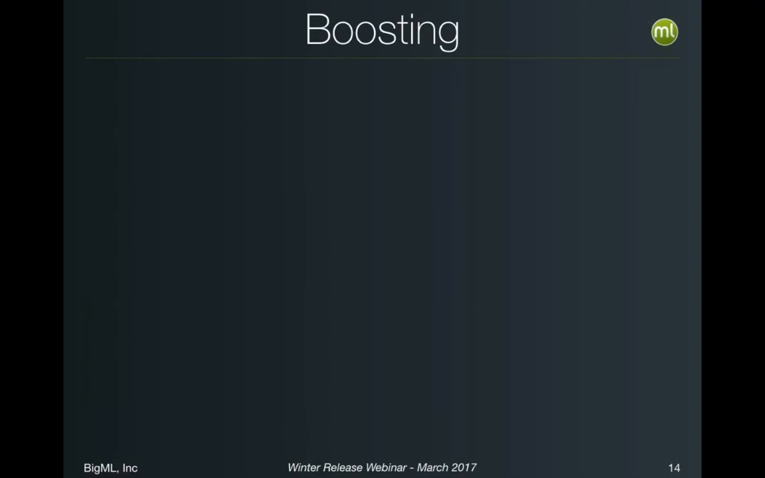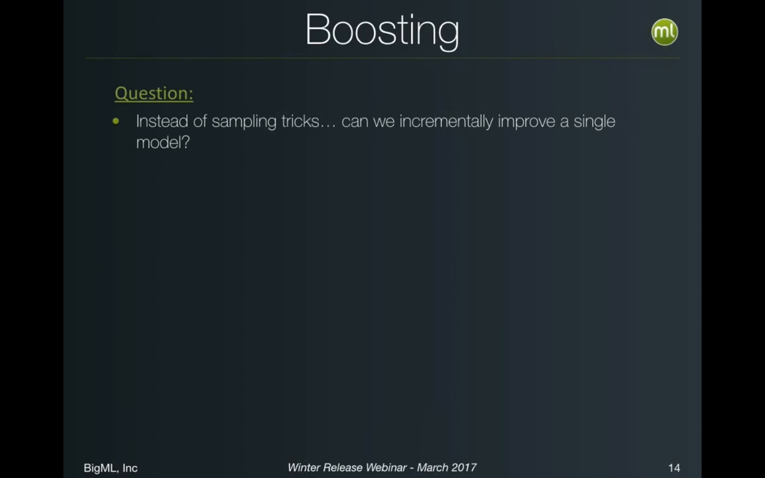So now let's boost this topic. Consider this: instead of these sampling tricks to build an ensemble, can we incrementally improve a single model? That is, if you think about the decision forest, each tree is kind of starting from the same conditions, right? It's taking some kind of a sample, it's building a tree, and getting a result. And the next tree is starting all over again. It doesn't learn from the other trees at all.